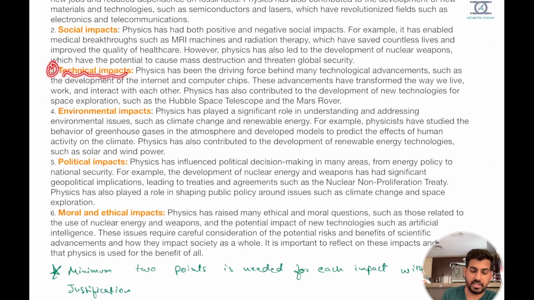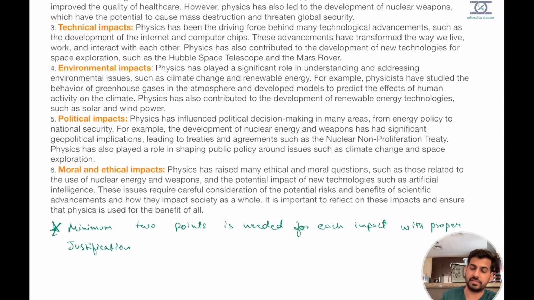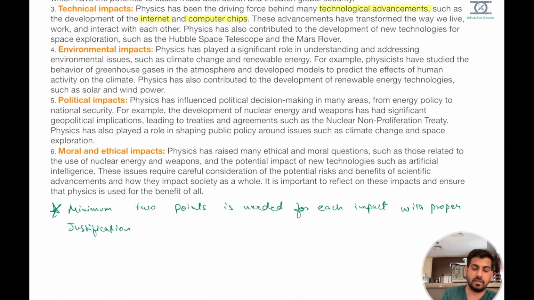Then comes your technical impacts. Now technical impacts are all your relevance with respect to the advancement in technology, such as the use of AI. Right now AI is a very hot topic, right? So how does the use of AI pose a challenge for developing nations, or you can say, if any advancement in technology is there, how it is impacting the nations.